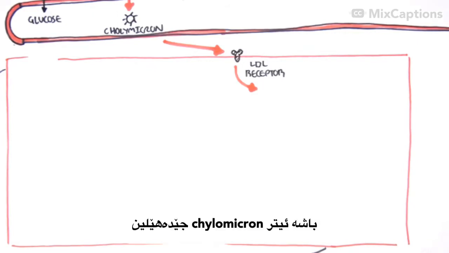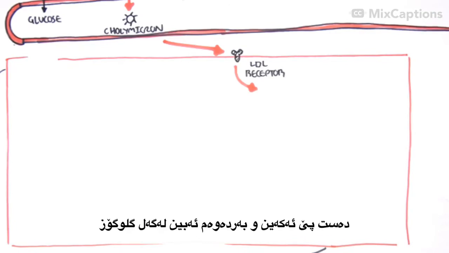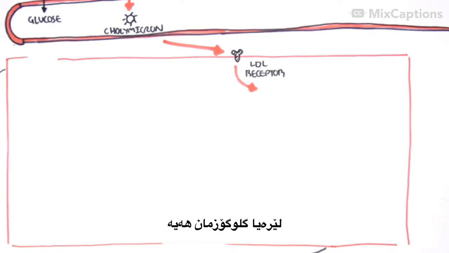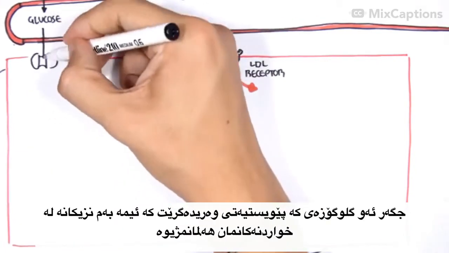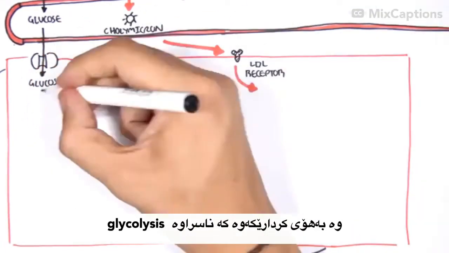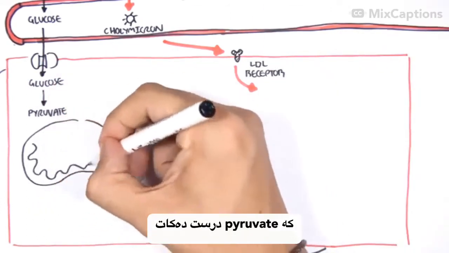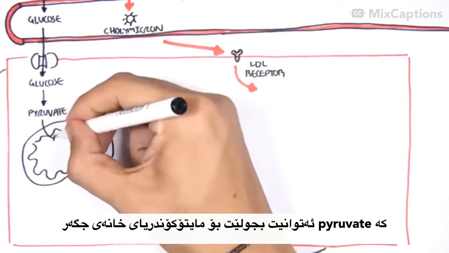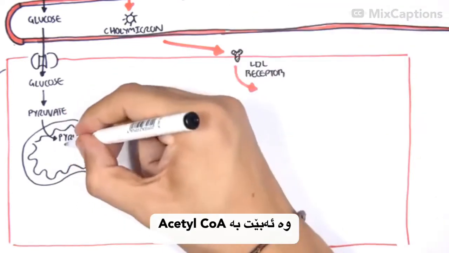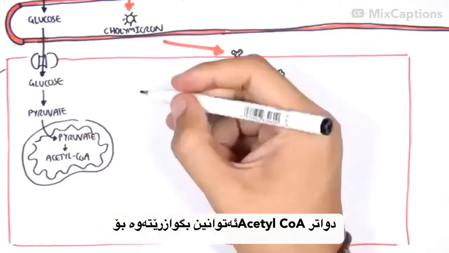Okay, let us leave the chylomicrons and look at the other lipoproteins. And in order to do this, we have to start where we left off with glucose. So here we have glucose. The liver also receives the glucose that we absorbed earlier. It takes it in and through the process known as glycolysis, it makes pyruvate. Pyruvate can move into the mitochondria of the hepatocyte and become acyl-CoA.